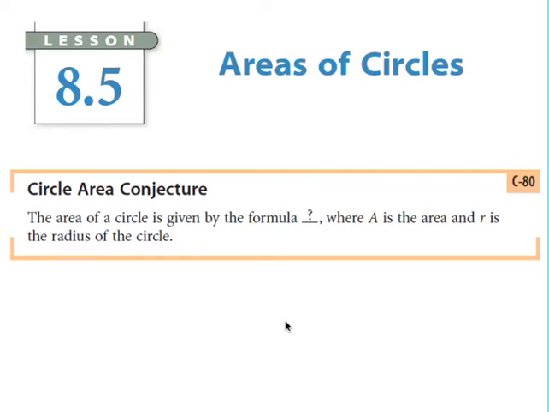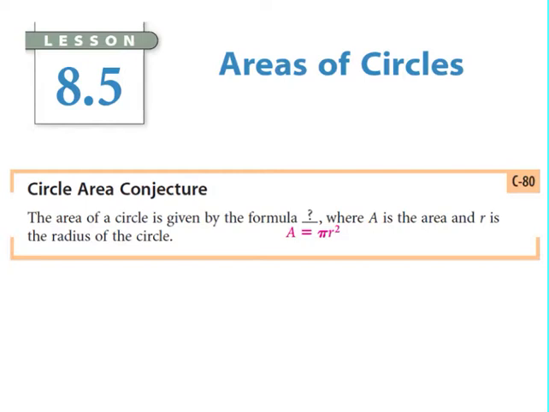Right, so today we're going to talk about areas of circles. You already know this, so we could look through it and do a conjecture, but as I said, I think you already know what the area of a circle is. What is the area of a circle? Pi r squared. So the area of this circle is pi r squared, where A is the area and r is the radius of the circle. You could write all those words down, or you could just put circle area conjecture: area equals pi r squared.